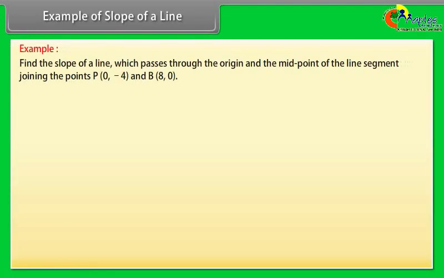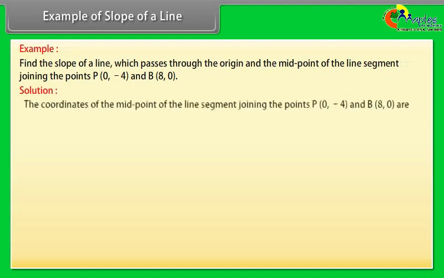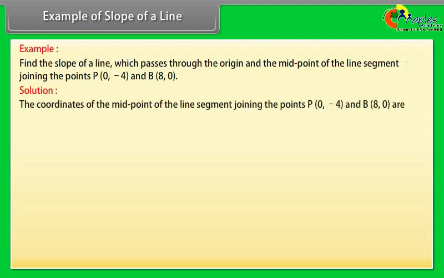Examples of slope of a line. Find the slope of a line which passes through the origin and the midpoint of the line segment joining the points P(0, -4) and B(8, 0). Solution. The coordinates of the midpoint of the line segment joining the points P(0, -4) and B(8, 0) are (4, -2).